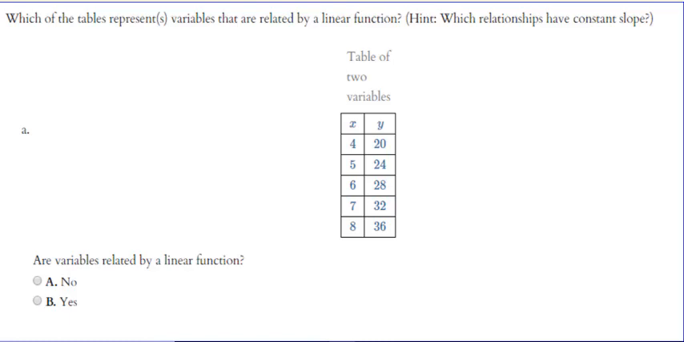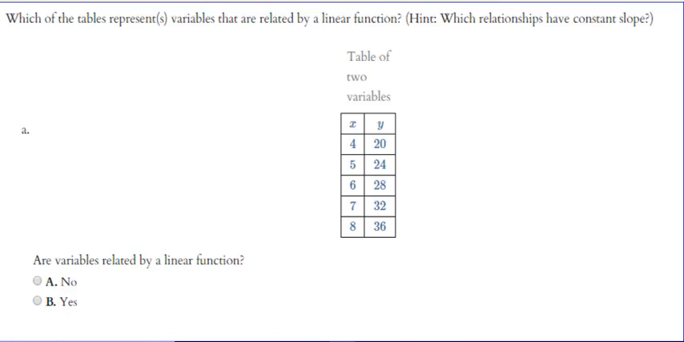Chapter 2, Section 1.4, Part 4 video. These are the last examples within your homework on Section 1.4. This particular question says, which of the tables represent variables that are related to a linear function.